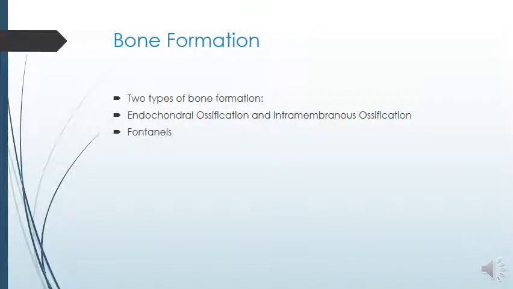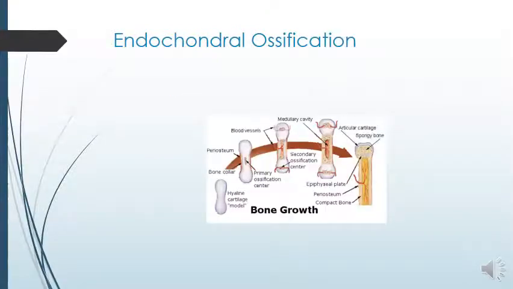Bone formation is of two types, endochondral ossification and intramembranous ossification. The majority of bones go through the process of endochondral ossification. In this case, you're using a cartilaginous template. Cartilage is flexible, does not weigh as much as bone does, and allows for growth in width as well as growth in length.